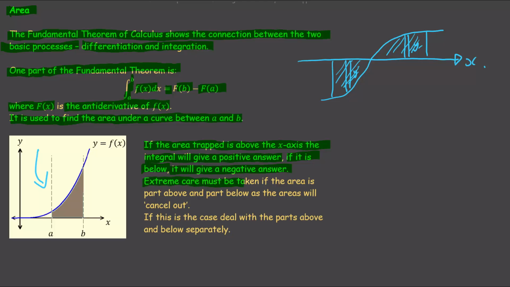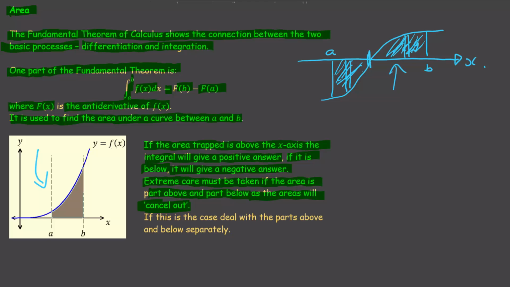Extreme care must be taken if the area is part above and part below, as the areas will cancel out. And if this were symmetric up here, if we integrated from here to here, we would end up with 0, even though we can clearly see there is area.